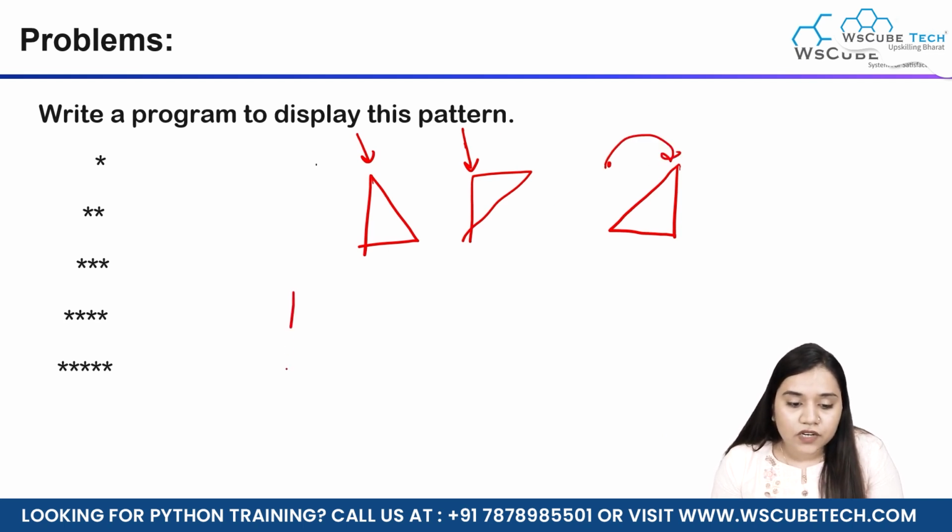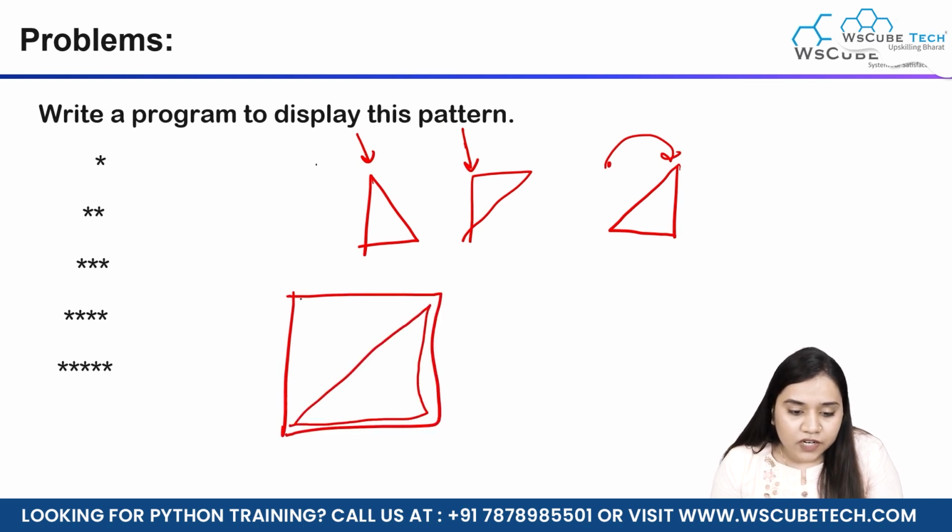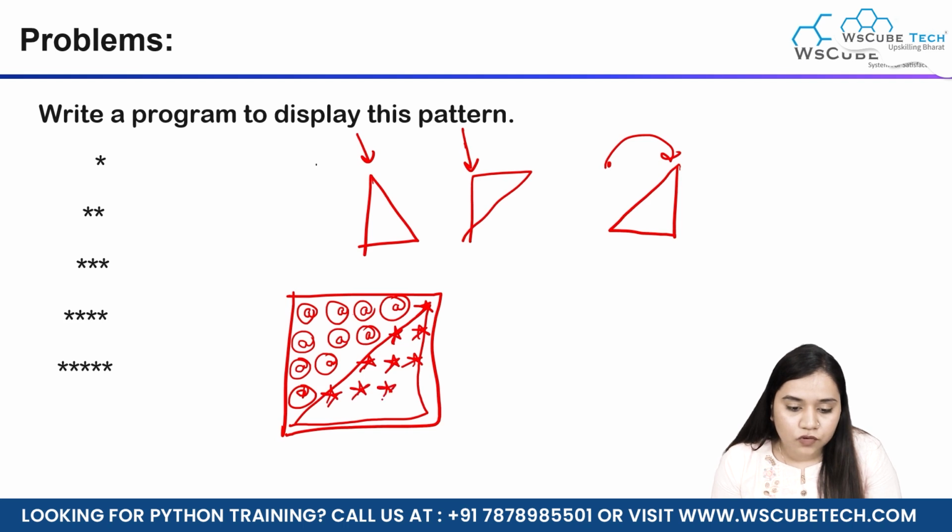Now we need to focus in this box again, that okay, this is our triangle. But what are these things? These are the spaces. Let me put some @ symbols over here, which are representing the number of spaces in front of it. That means 1, 2, 3, 4 @, that means 1 star will be there. 2 stars in the second row, 3 stars in the third row, 4 stars in the fourth row, and 5 stars in the fifth row.